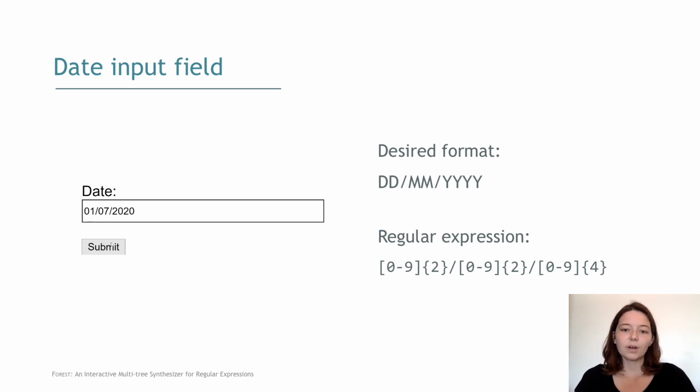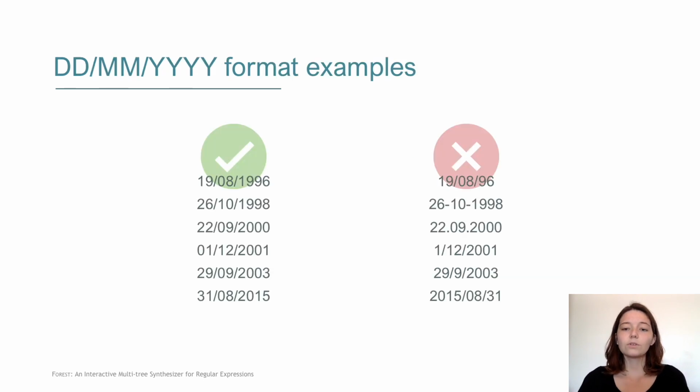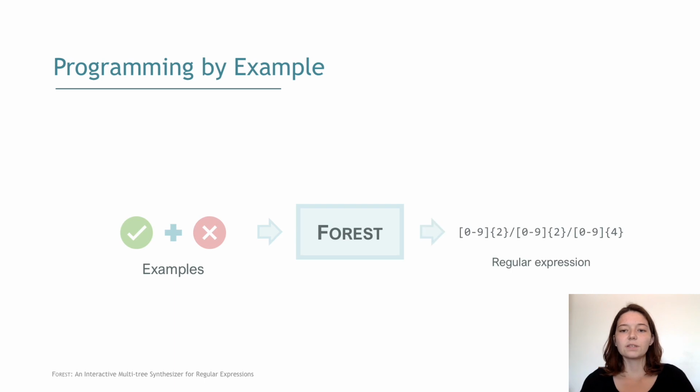However, writing a regular expression can be challenging for beginners. And even for experienced users, writing several of these validators becomes monotonous and error-prone. So we introduce Forest, a regular expression synthesizer for digital form validations. Forest allows the user to obtain a regex validator based on a set of valid and a set of invalid examples. Forest takes as input the set of examples and returns a regular expression that accepts all the valid examples and none of the invalid.